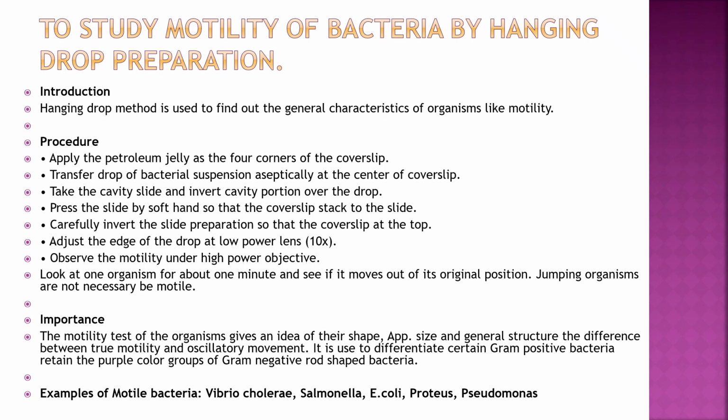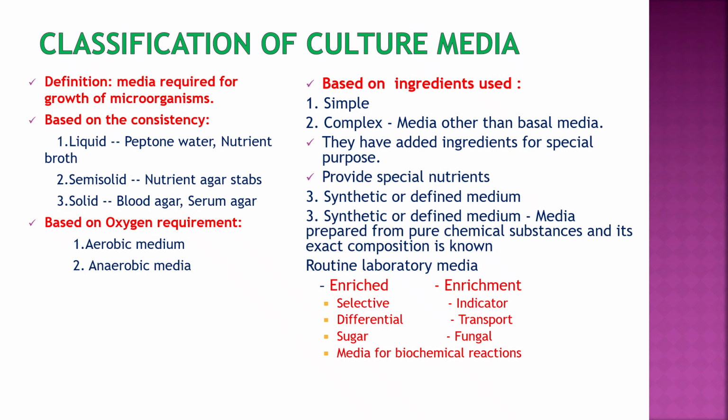The motility test of the organism gives an idea of the shape, size and appearance, and whether flagella are present or not. Examples of motile bacteria are Vibrio cholerae, which has darting or fast motility. Other examples are Salmonella, E. coli, Proteus, and Pseudomonas.